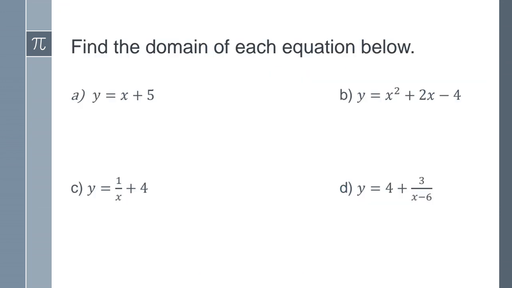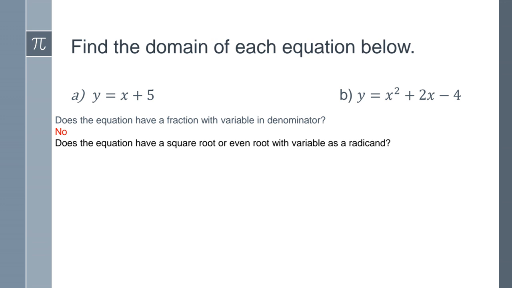So let's do some examples. The first one, y equals x plus 5. Does this equation have a fraction with a variable in the denominator? The answer is no. Okay, so that's your first question. Does the equation have a square root or an even root with the variable as a radicand? The answer is no, there's no square roots here.